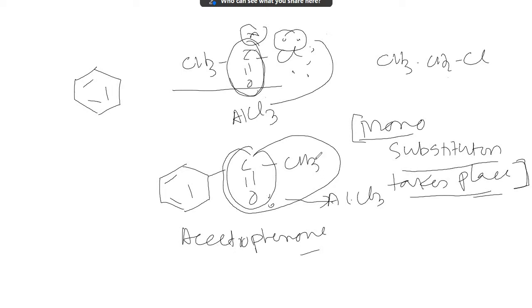Now, this is about alkylation and acylation. In alkylation, there is a chance of rearrangement as well as polyalkylation, and in acylation, no such things take place. In the acylation reaction, only mono substitution takes place. Now, I will discuss a very important substitution reaction that is called the sulfonation reaction.